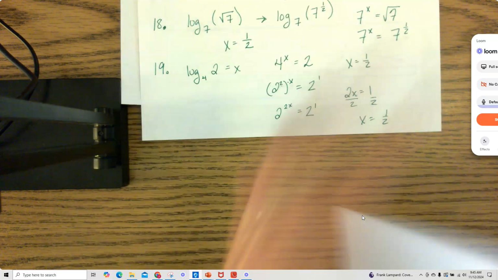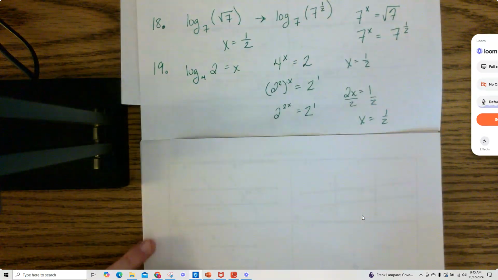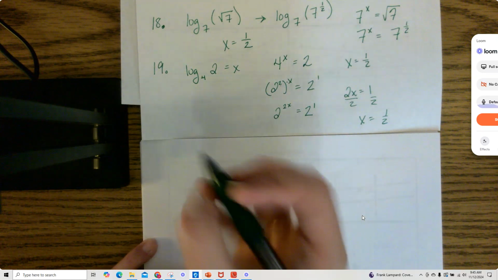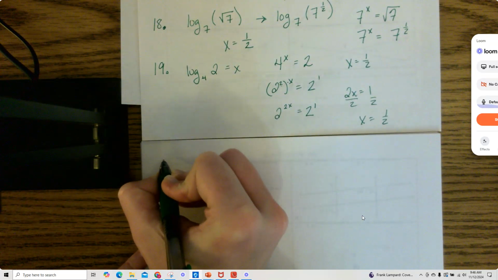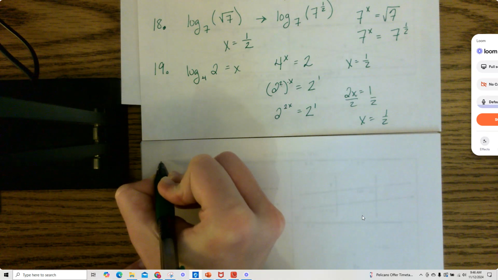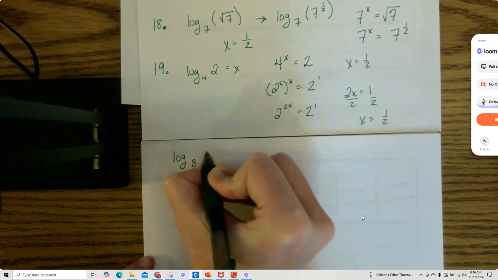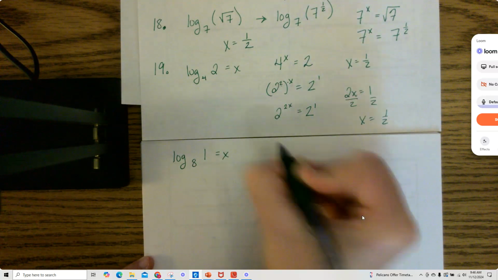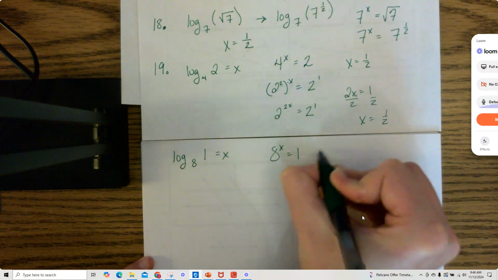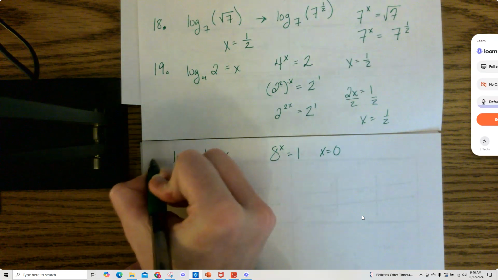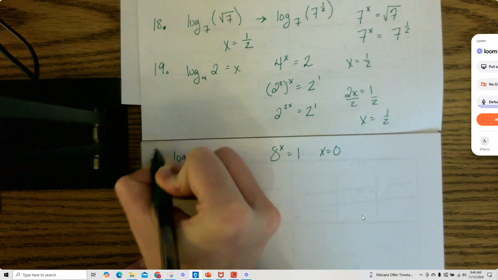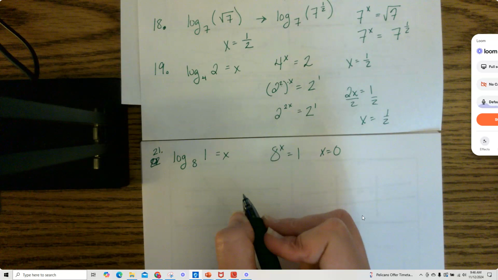20 and 21 are easy. Does everybody have 20 and 21, or does anybody need help with those two? I just remembered, that's just the exponent rule, the 0 rule. Mine was log base 8 of 1, so 8 to the x equals 1. Anything raised to the 0 power equals 1. It would have helped me if I didn't have log base 2 of 1, so I'm like, how do you? I gotcha.